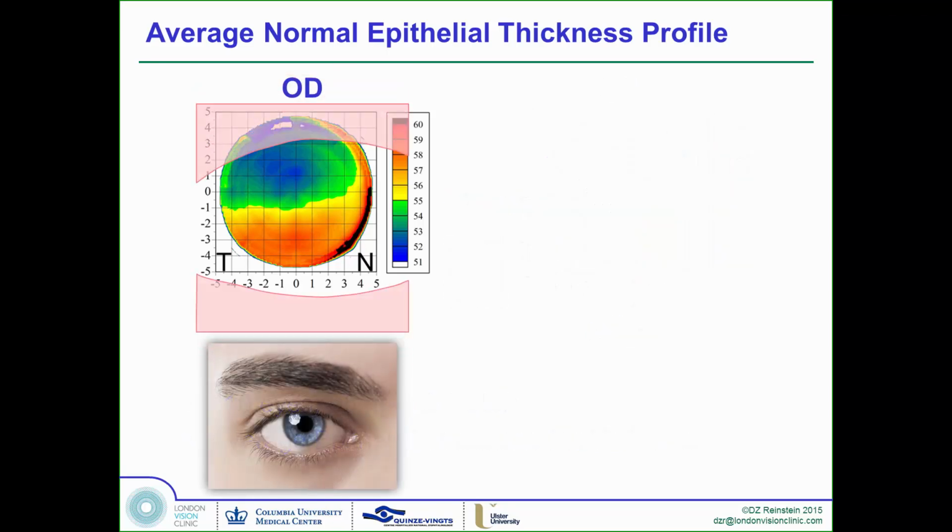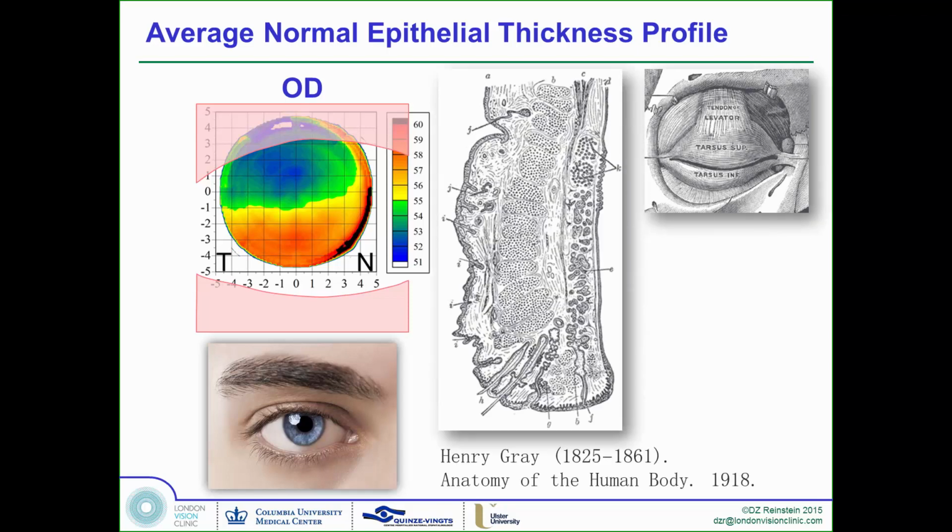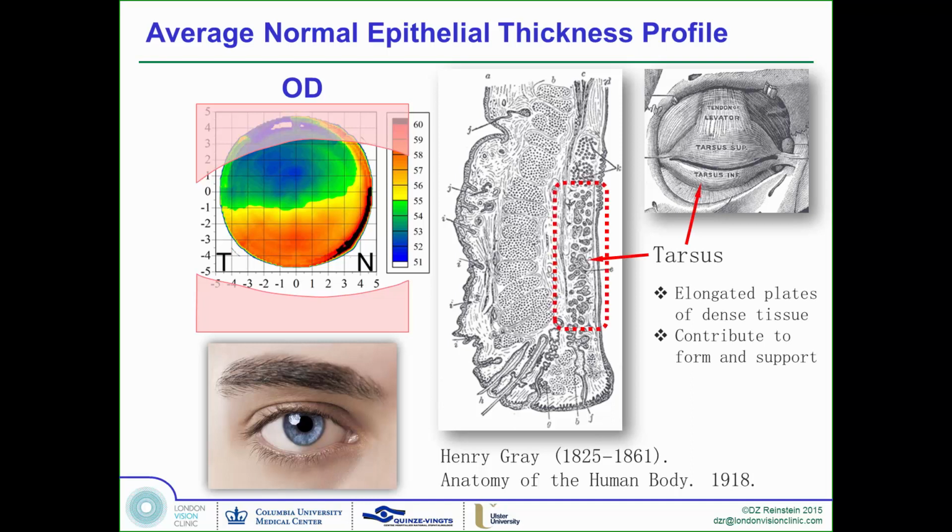How to explain this? Well, quite easily. The epithelial thickness profile responds to the shape and tension and rigidity of the lid, and of course we blink 10,000 times a day, and the tarsus is a semi-rigid plate which has shape, and the blinking action of course is a mechanical force, and this takes place about 10,000 times a day while we're awake. While we're asleep, the eyelid is closed, so the tarsus is overlying the corneal surface, and it shapes the epithelium.